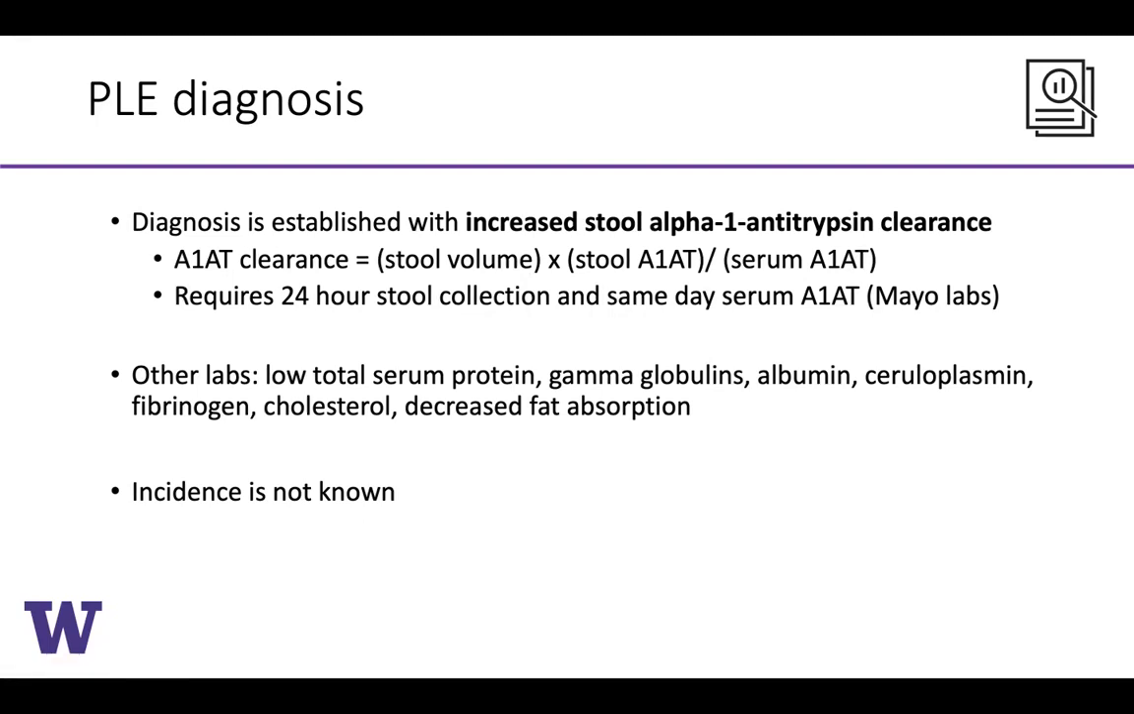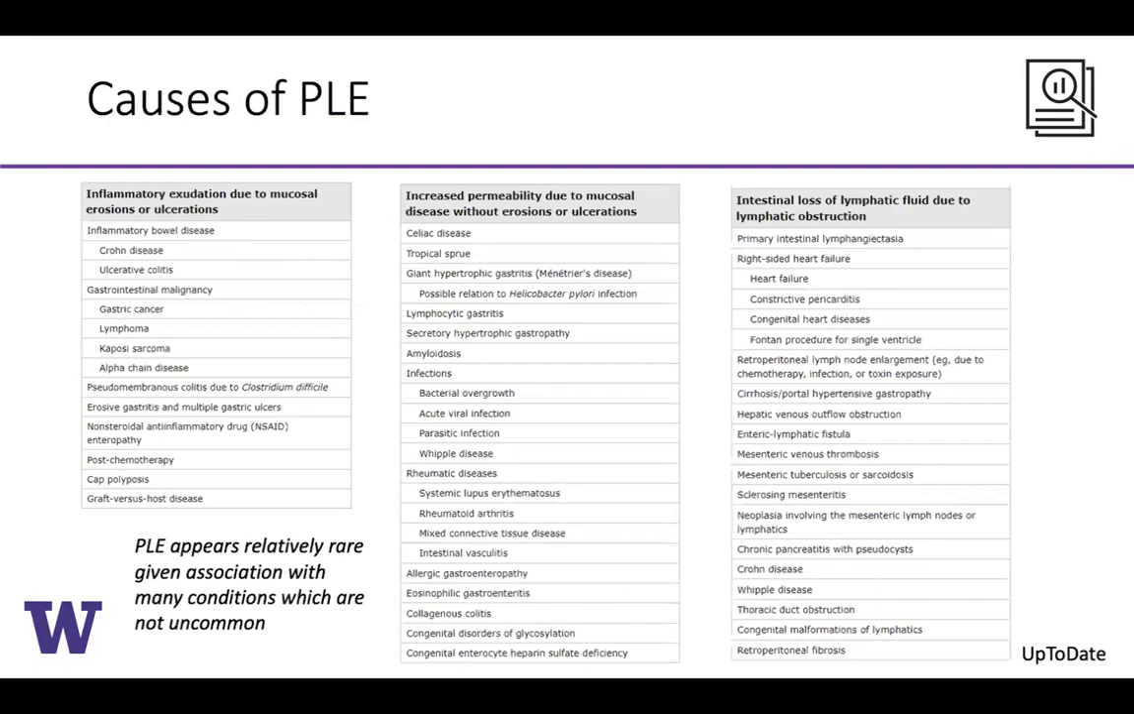And then other labs that are used to help support it are listed here, like low serum protein, gamma globulins, albumin. The incidence of this condition is not known. And in terms of causes, I actually like the table from UpToDate the best. It splits them into the broad categories of who can have it: inflammatory exudates due to mucosal erosion or ulceration, versus increased permeability of the gut mucosa due to mucosal disease without erosions, and then intestinal loss of lymphatic fluid because of lymphatic obstruction.